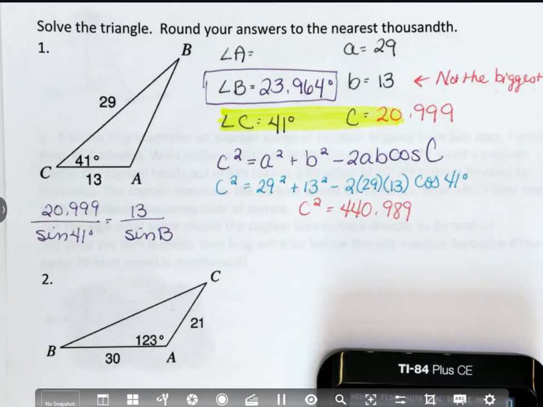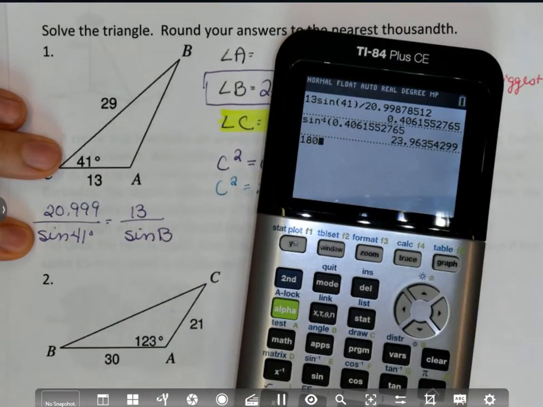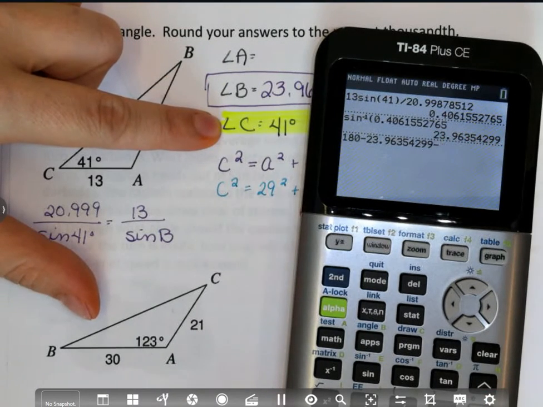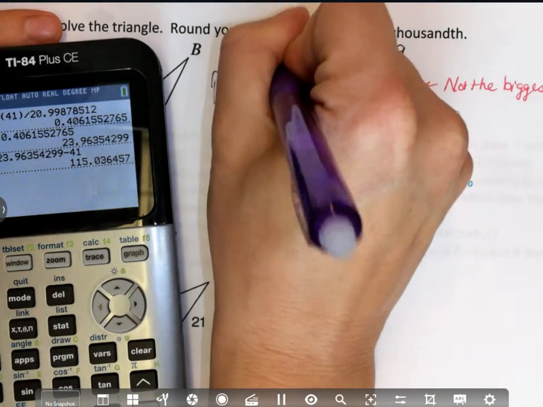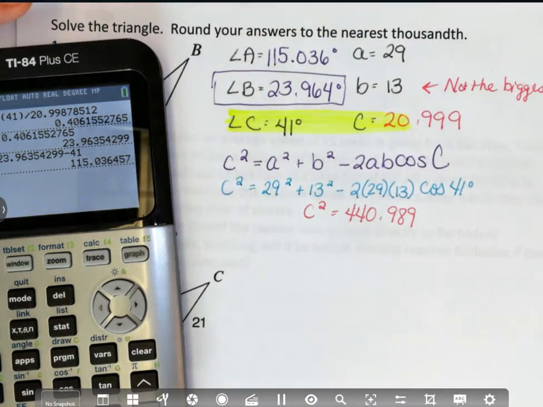Okay. So, now that you know that, can anybody find what angle A is? We got two angles in a triangle. What do they have to do? Equal 180. So I'm just going to take 180 minus that 23.964 and the 41. Boom, shakalaka. Good thing I didn't do angle A, because it is, in fact, obtuse. And there is my answer. Da ist die Antwort.